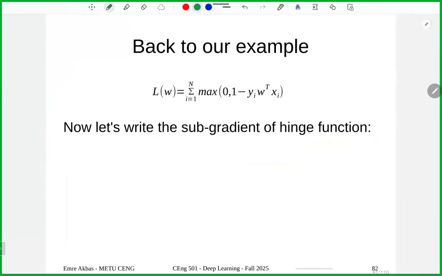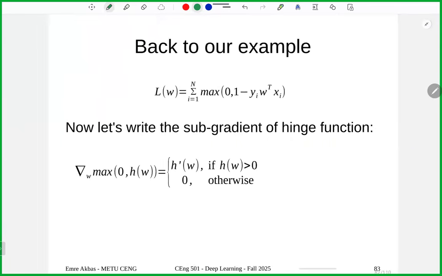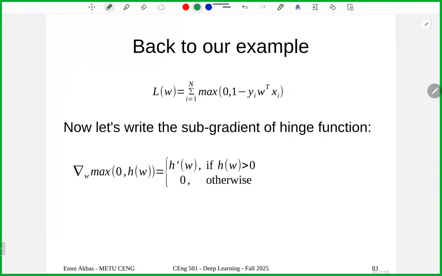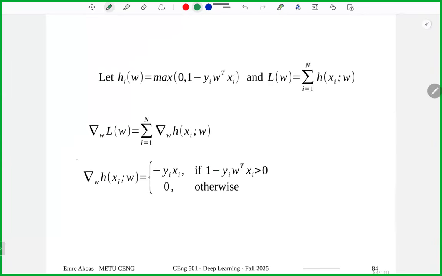So back to our example, we can write the subgradient of the hinge function. I'm not going to do it step by step, but here is the answer. You take the derivative of this max with respect to W. Of course, it will have two pieces because it's a piecewise function. If HW is in the region where it's positive, you get H derivative, otherwise 0. And this is the result. Okay. You can also try this yourself by hand.